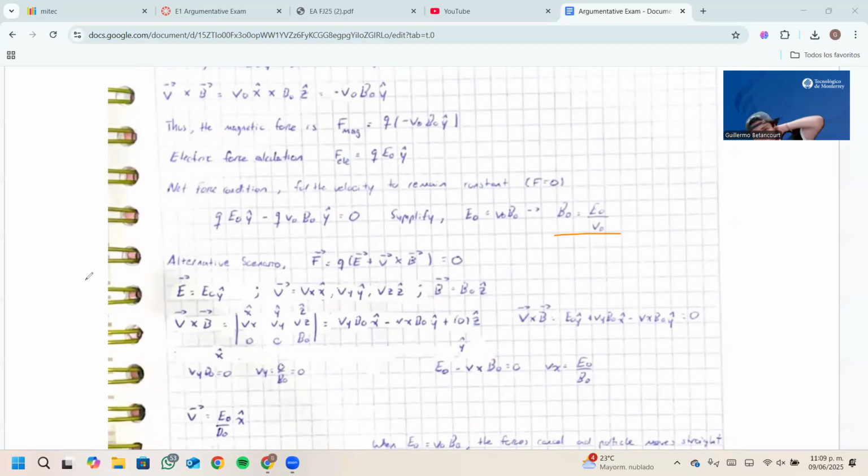In the alternative scenario, the Lorentz force is going to be equal to zero. For this alternative scenario, we have these conditions. So now with this, we are going to do also a cross product, which left us with this. So now we're going to put the x components in here and the y components in here, and we're going to solve for the velocity in y and velocity in x. Velocity in y is equal to zero, and velocity in x, we know that is this expression that is left.